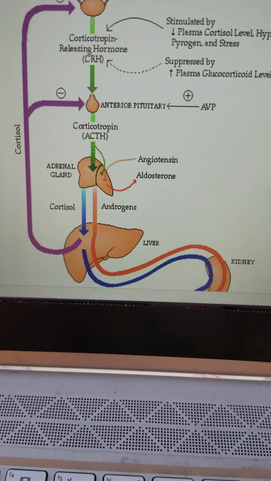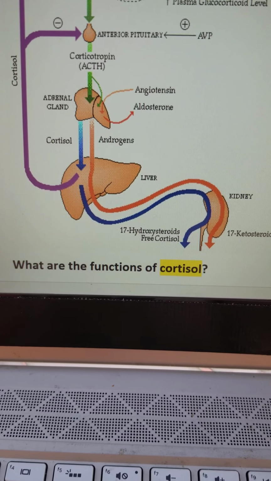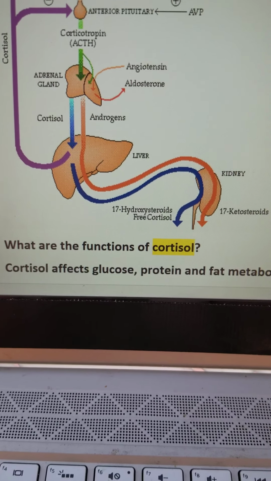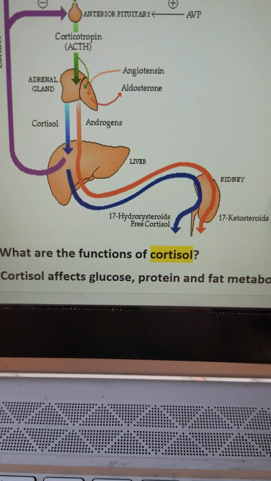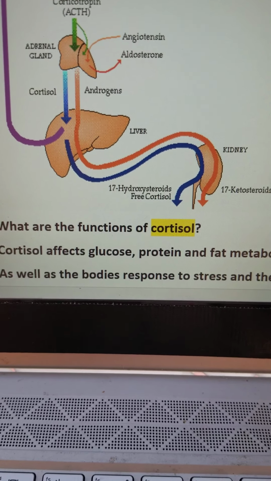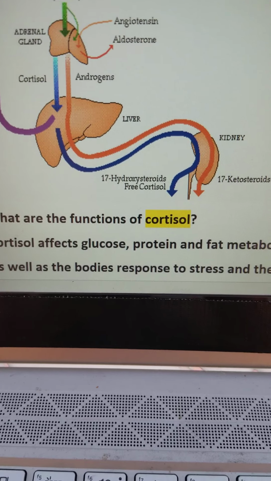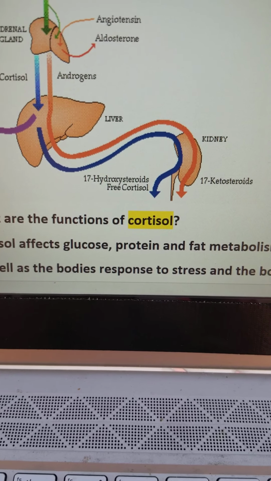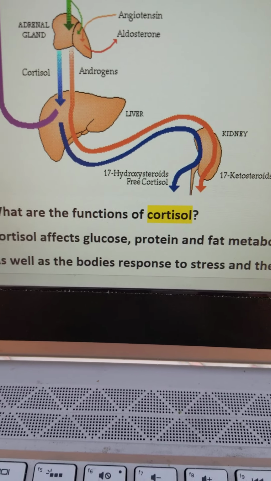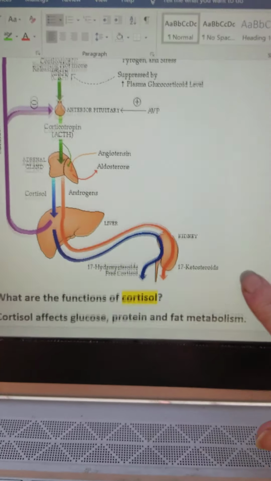You have androgens that go to the liver, that goes to the kidneys. So from the liver to the kidneys, you have hydroxysteroids, free cortisol, and the keto steroids. Cortisol affects glucose.